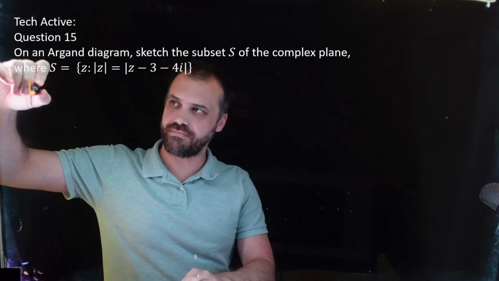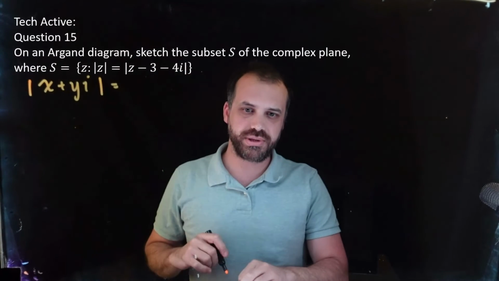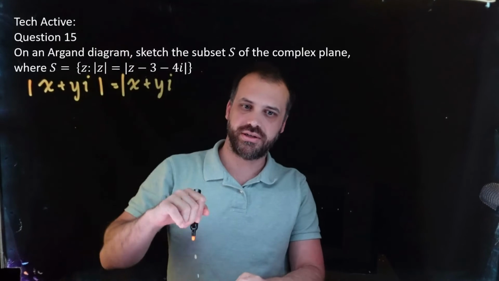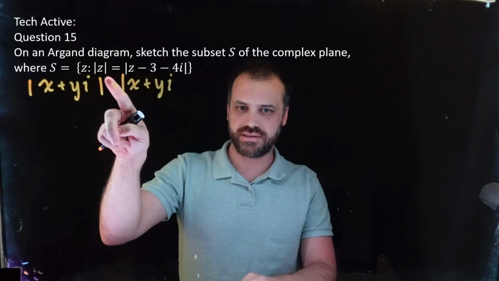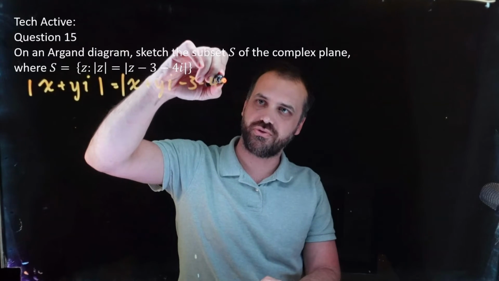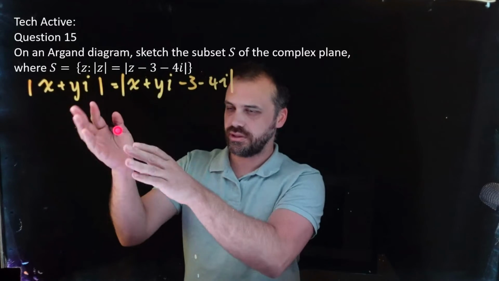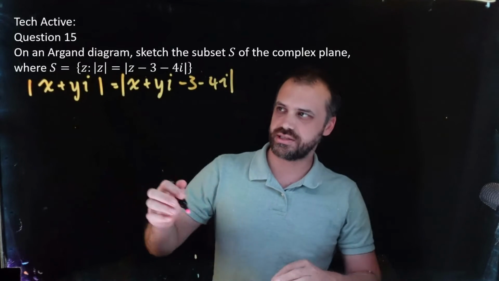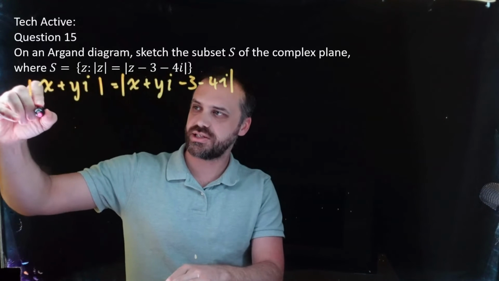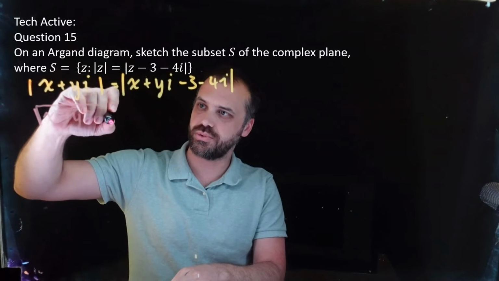So we have the magnitude of x plus yi needs to be equal to the magnitude of x plus yi, right? Everywhere I'm seeing z, I'm replacing with x plus yi, minus 3 minus 4i. All right, now the left-hand side, relatively straightforward, because that says the magnitude of just the complex number x plus yi. So that's going to be equal to the square root of x squared plus y squared.